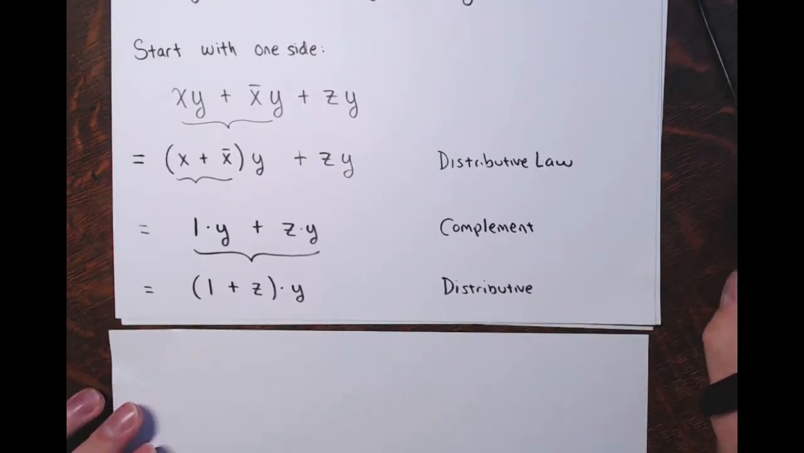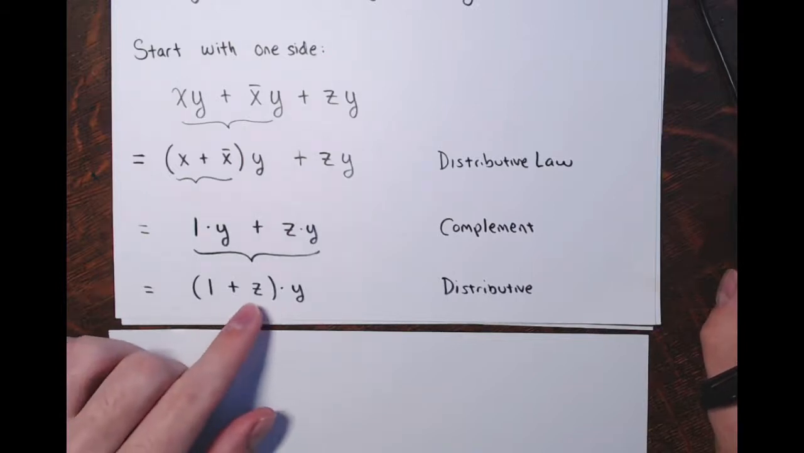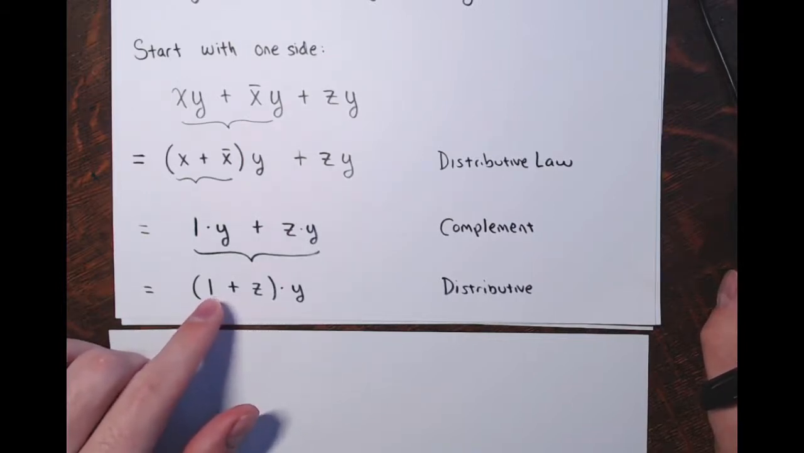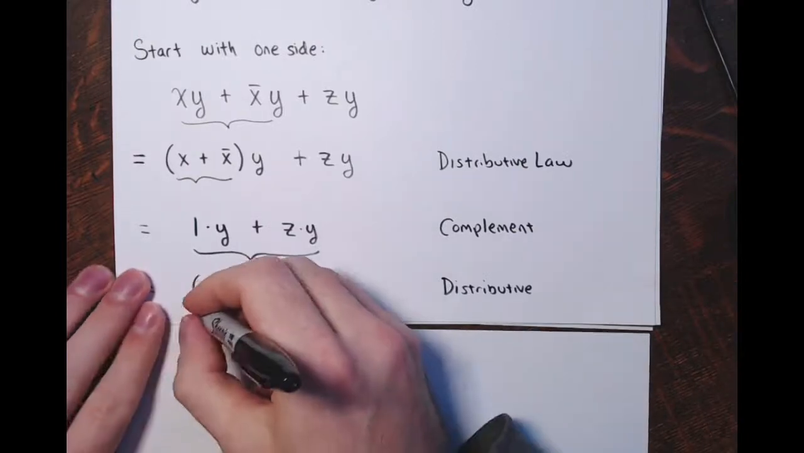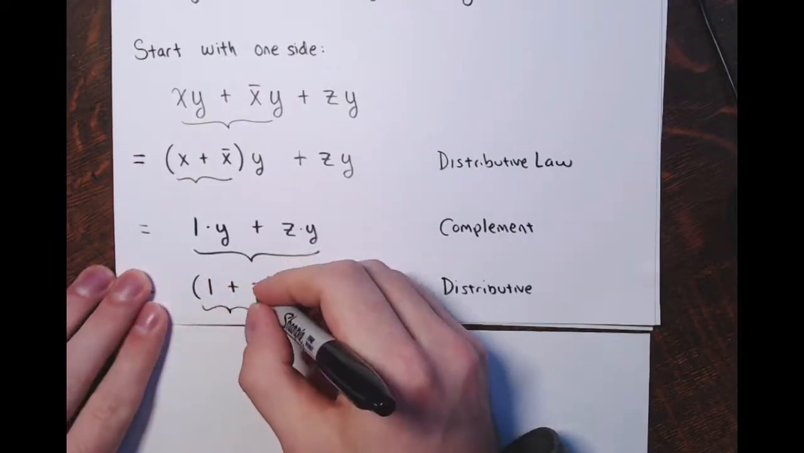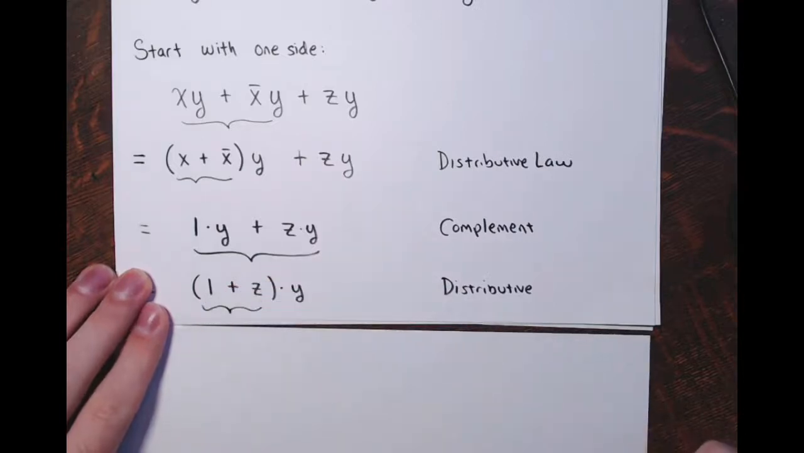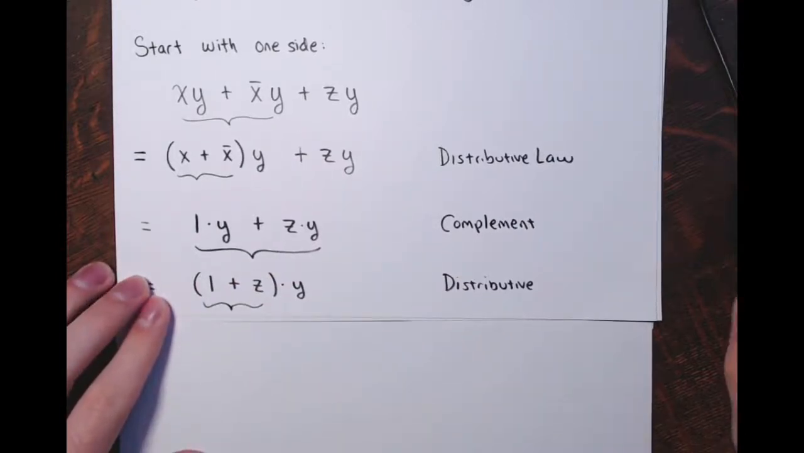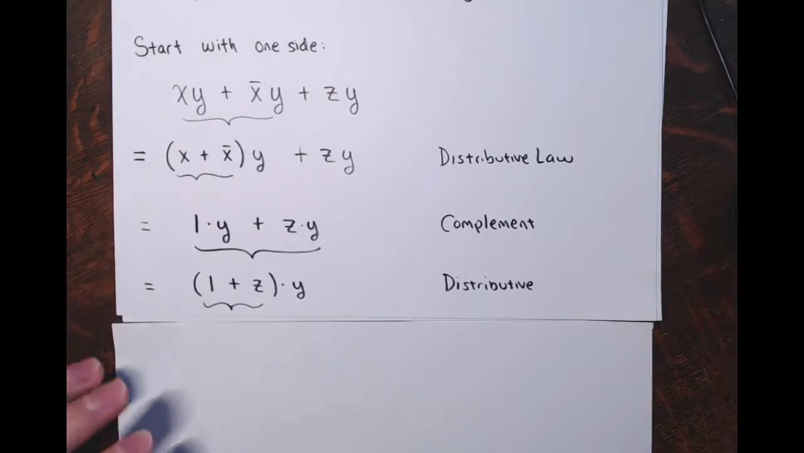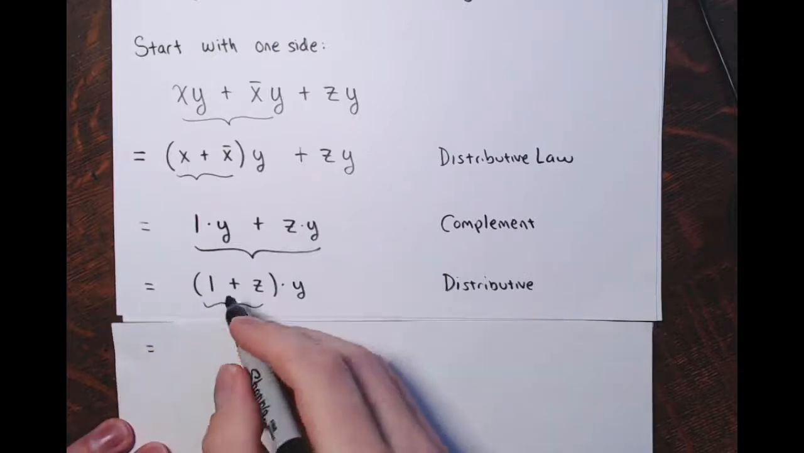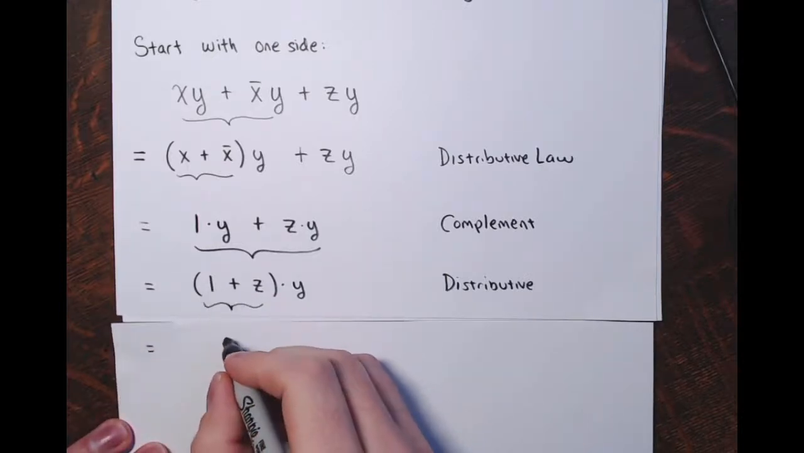1 plus z, well, anything plus 1 is going to be 1, right? It's like anything or a true statement will always be true. Okay, and this was a domination law, one of those domination laws. So anything plus 1 is 1.